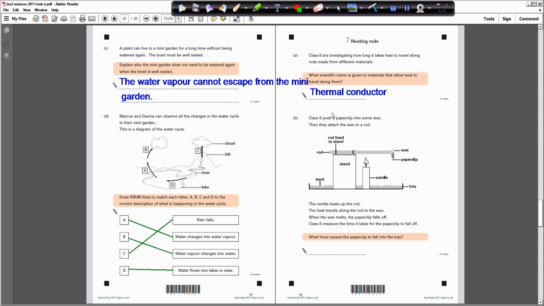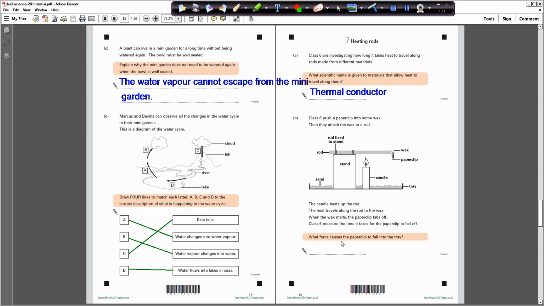Alright, next question. Question 7, part B. Class 6 push a paper clip into some wax. So here's a rod, there's the wax and the paper clip in the diagram. You can see it over here on the screen as well. Because the candle heats up the rod, the heat travels along the rod to the wax. When the wax melts, the paper clip falls off. Class 6 measures the time it takes for the paper clip to fall off.